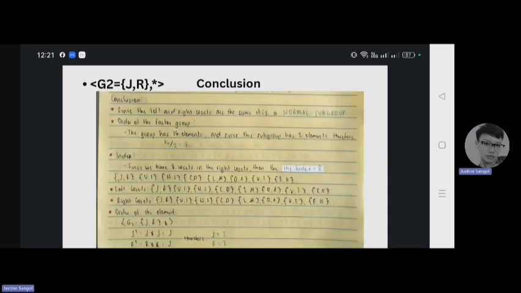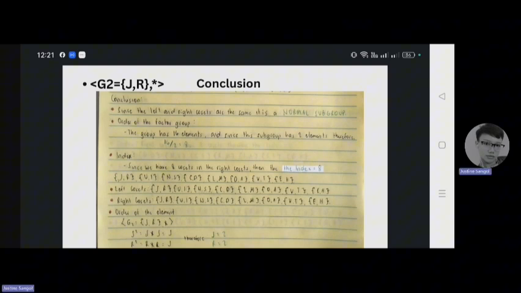So the left cosets are J, R, U, I, N, S, C, D, L, M, O, A, V, T, and E, H. And the right cosets are G, R, U, A, N, S, C, D, L, M, O, A, U, T, V, T, E, H. And since the left and right cosets are the same, it's a normal subgroup.